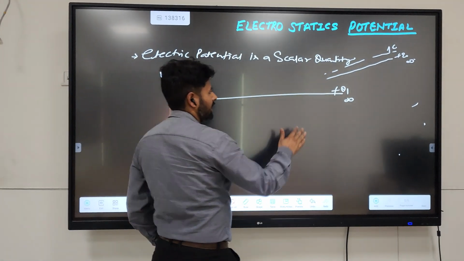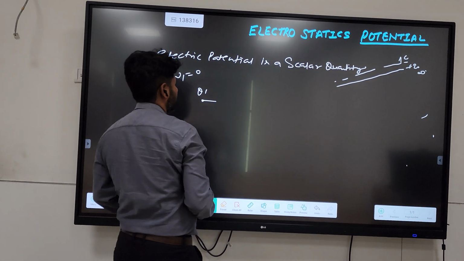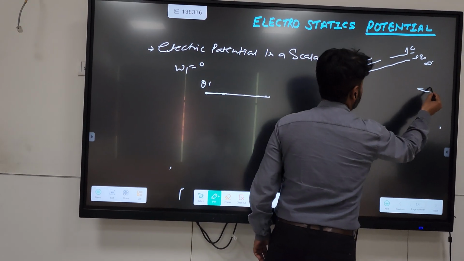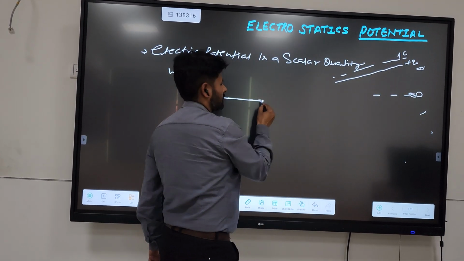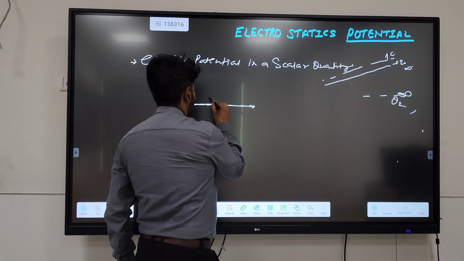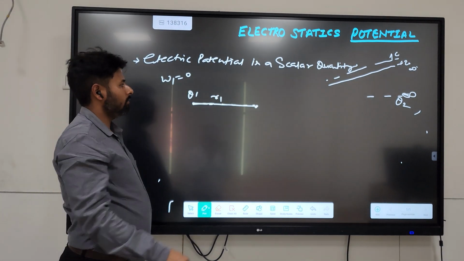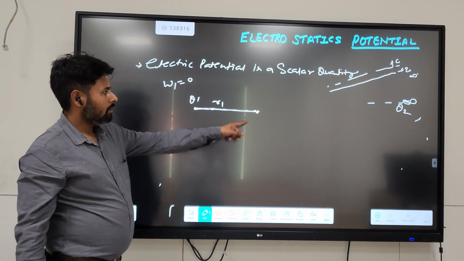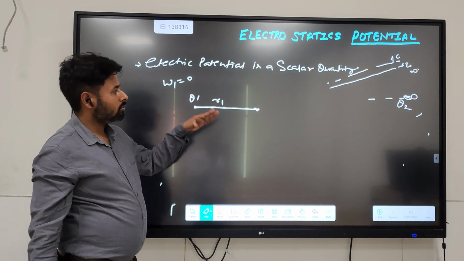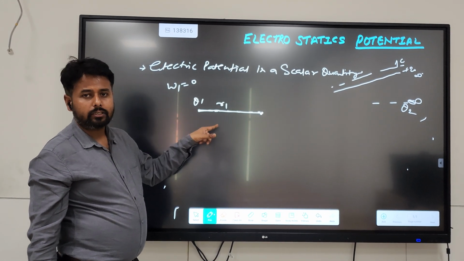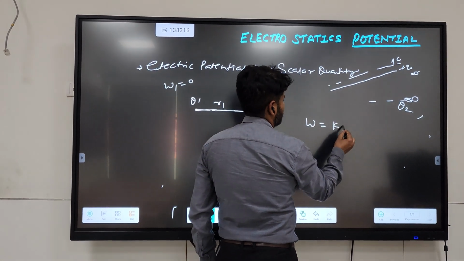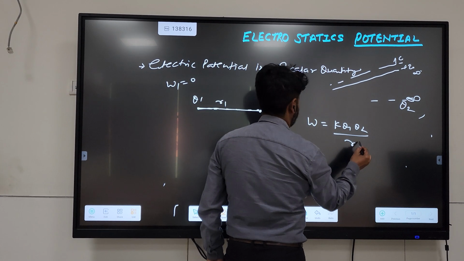And now if we are bringing the other charge Q2 from infinity to a given point, at the distance R1, where the position vector is R1, what will be the work done? The work done will be stored in the form of potential energy. Since this charge is Q2, the work done becomes equal to kQ1Q2 by R1.